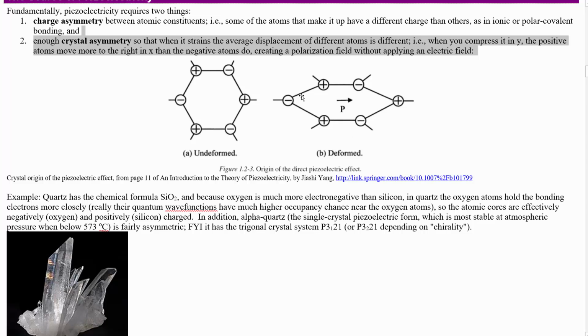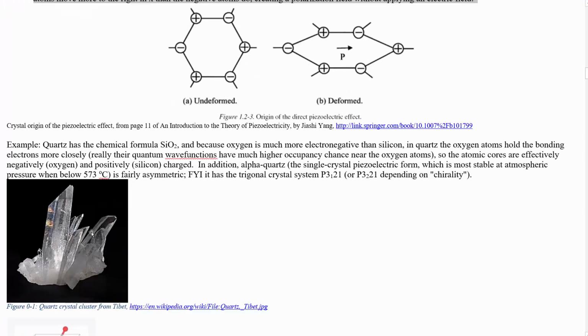Then you've got to have all of these things lining up and working together to create a net polarization field that you can see macroscopically. So here's an example. Quartz is a piezoelectric material. This is the chemical compound SiO2, silicon dioxide.